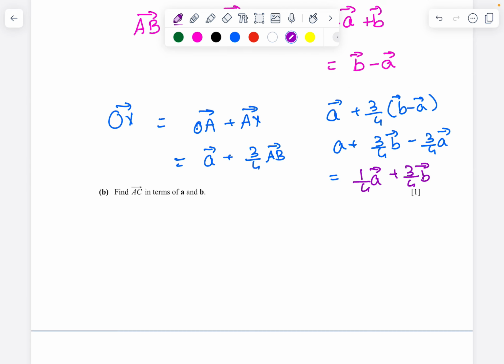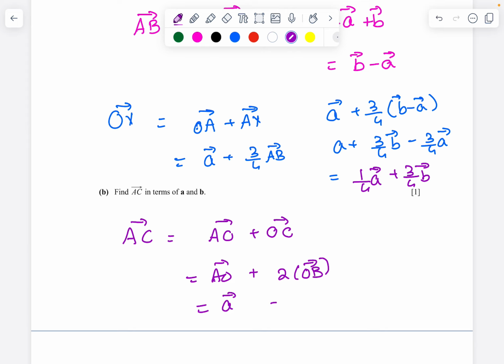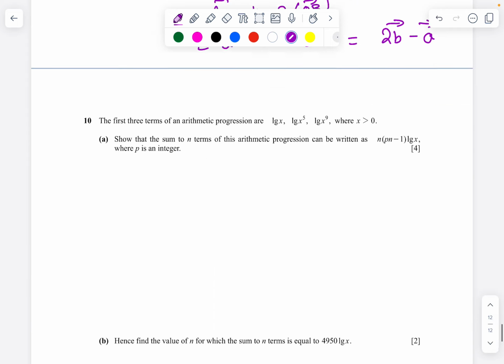Find AC in terms of a and b. What should I be doing for finding AC? A to C is A to O plus O to C. A to O plus O to C is 2 times OB, so it is minus a plus 2b. So it's going to be 2b minus a. This is A to C.